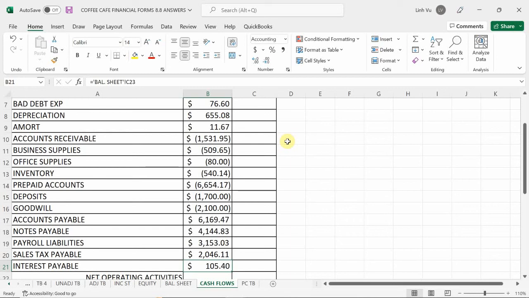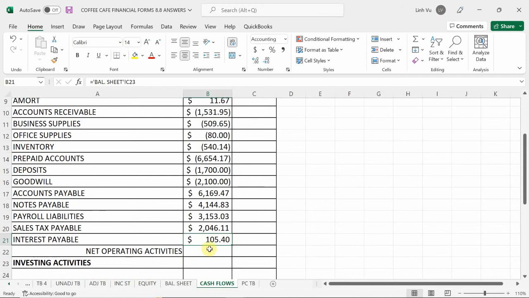And then I need to add back all my liabilities, because it's money I haven't paid yet. So, what is my grand total operating activities? $12,119.30.